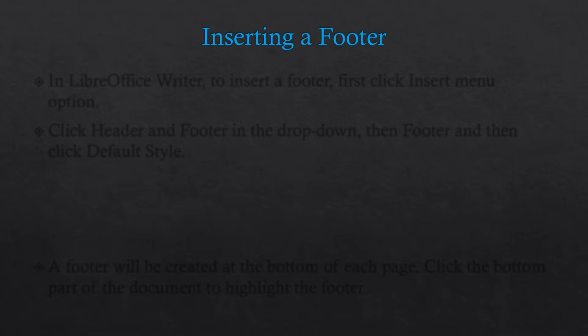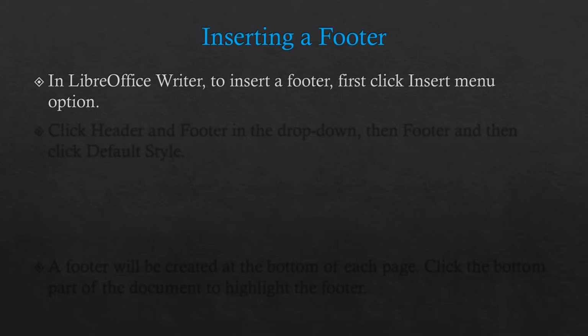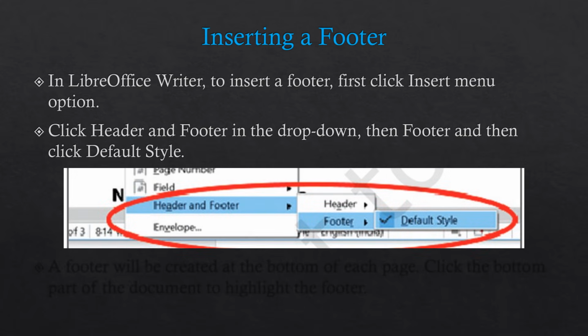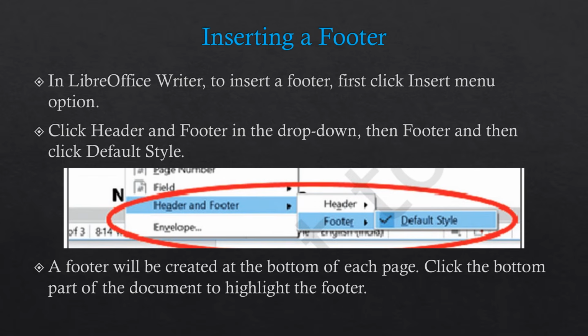We can insert a footer in the same way by going to the Insert menu, selecting Header and Footer, then the Footer option and clicking Default Style. This will insert the footer at the bottom of each page, and if we want to edit it, then we can click on the bottom part of the document and we will be able to edit the footer.